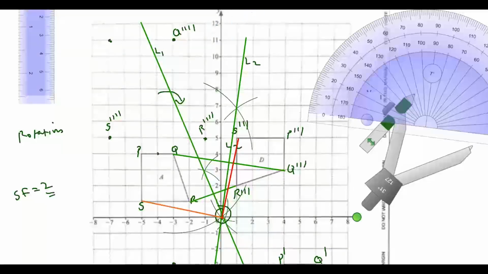So we need to connect these 4 points together. The first one will be this and this. Then this and this. Good. Then we have this and this. And finally this and this. So that will be the enlargement.